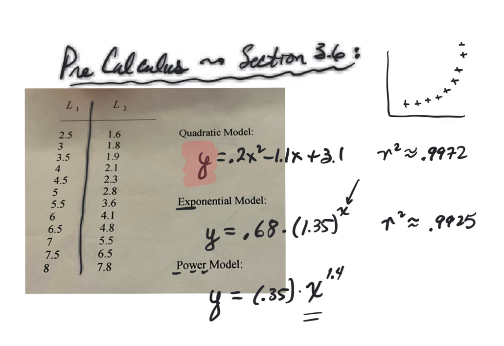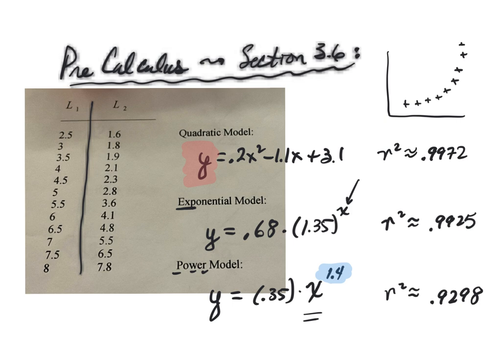So again, what's different, what you're not used to, is having a power other than a counting number. So other than 1, 2, 3, 4, 5, here we have a decimal power. Okay? But we can once again measure how good or bad this is by looking at the r squared value. And here my r squared value is 0.9298. Okay?